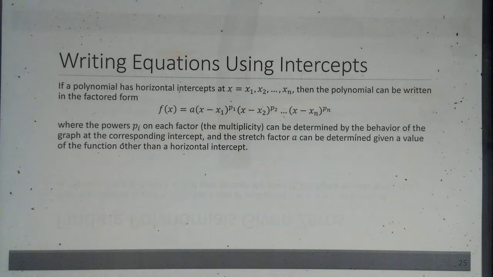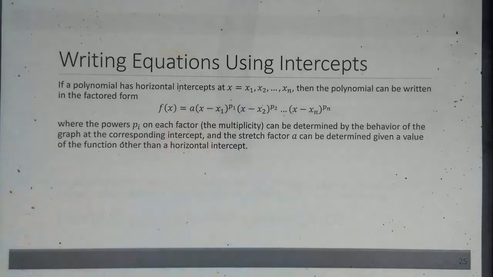Then we can find the stretch factor a by looking at a point on the function other than the horizontal intercepts. So what we're going to do is find all of our x-intercepts, determine the multiplicity of each one, write it out in factored form with an a out front, and then use another point to solve for what a is.